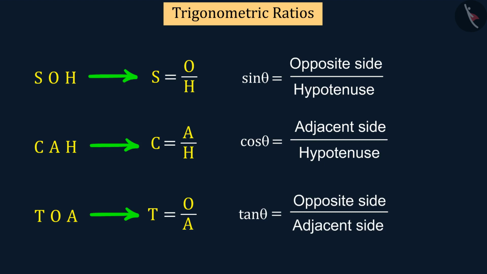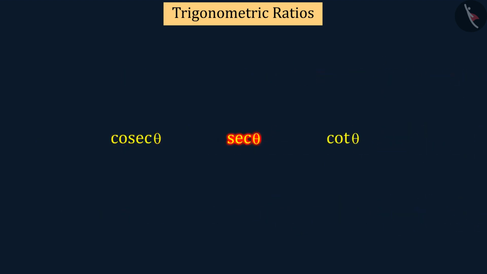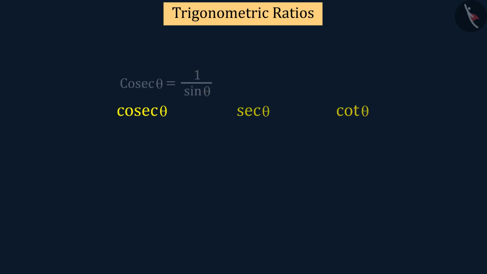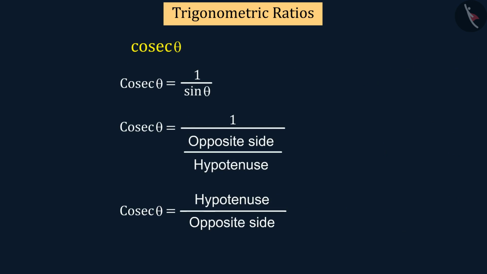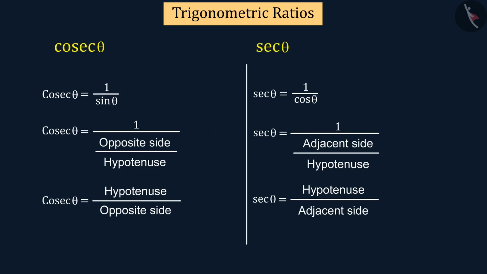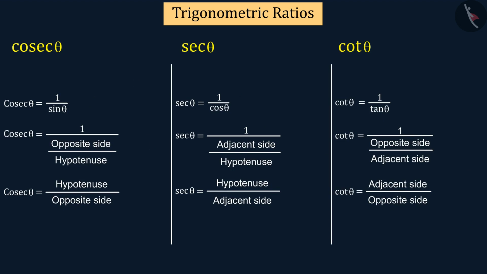With the help of these three trigonometric ratios, you can also find the values of cosec, sec and cot. Here, cosec is the inverse of the sine, that is, the ratio of the hypotenuse and the opposite side. Similarly, sec is the inverse of cos and cot is the inverse of tan.